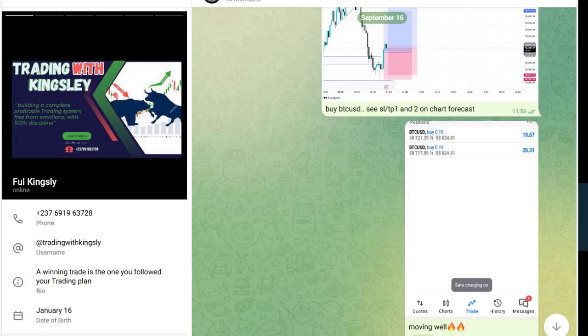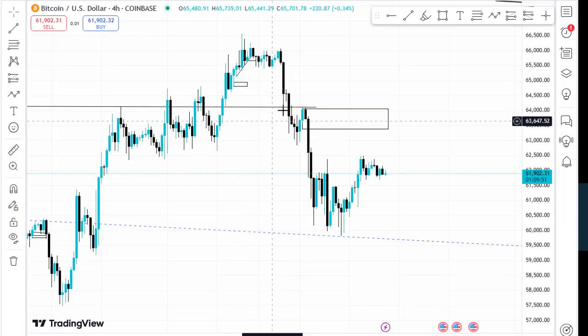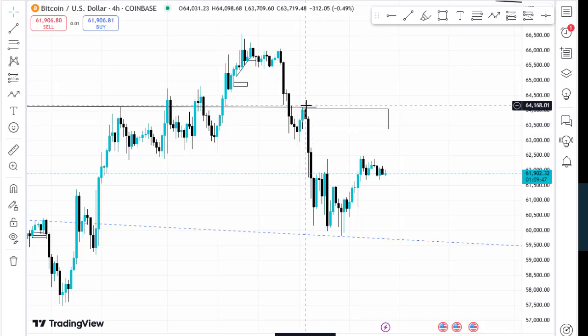So now if you look at it, at this point in time, Bitcoin actually did this, manipulated, went up and came back, closed below, came back and retested this zone here. So when it retested, it also gave another sell opportunity.